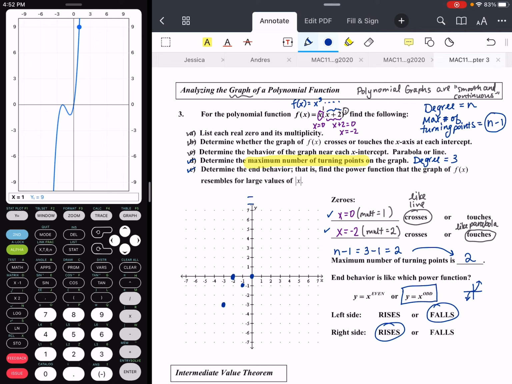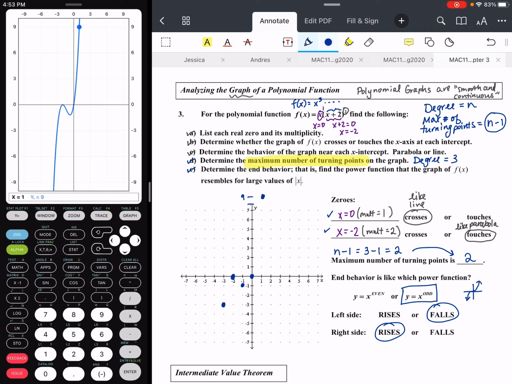So 7, 8, 9, somewhere up here. And that's probably good enough. Just filling in some additional points. All right, so our end behavior falls to the left, rises to the right.